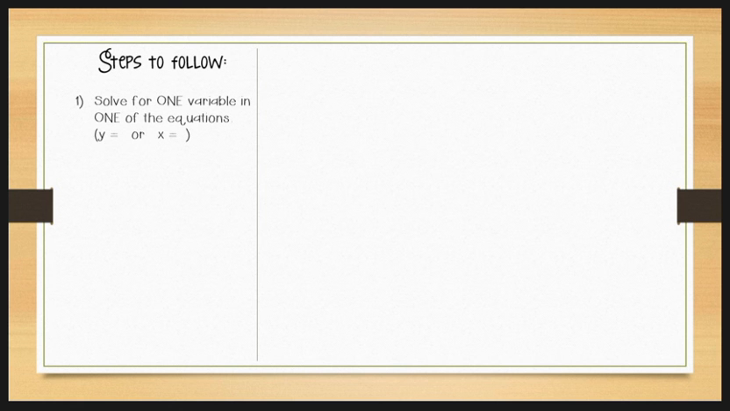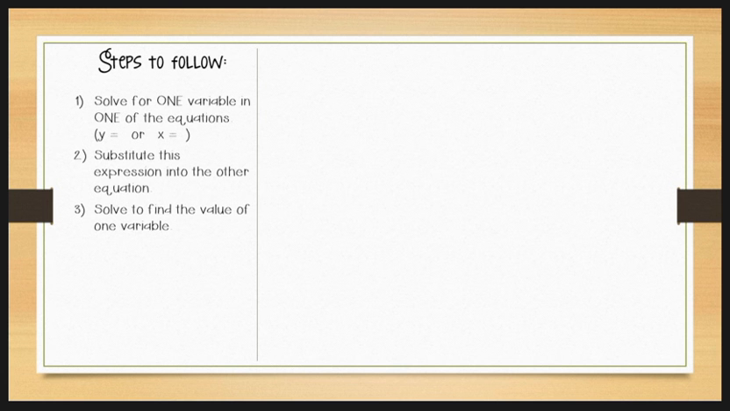So this means that one of the equations needs to be in the form y equals an expression or x equals an expression. If one of the equations is not in this form, then we would have to make one of the equations be in this form. Step 2 is to substitute this expression into the other equation. Then we need to solve to find the value of one variable.